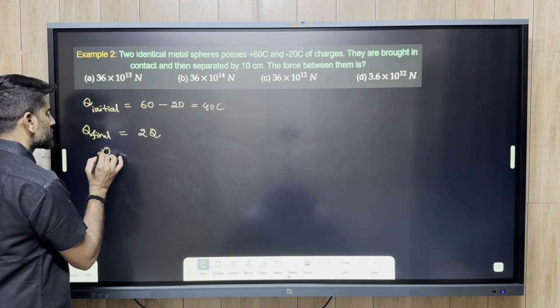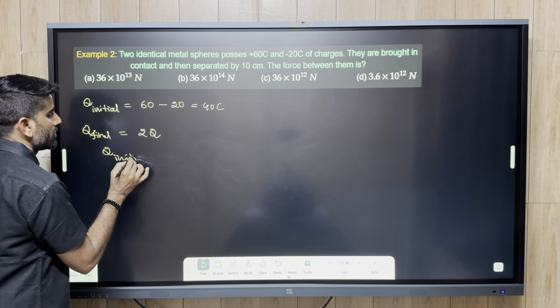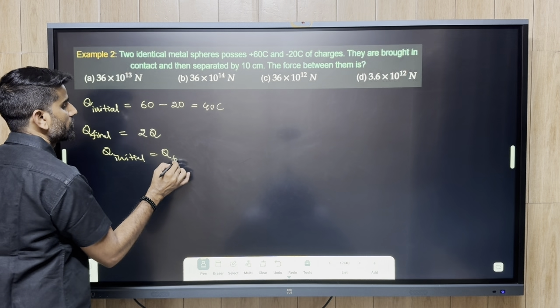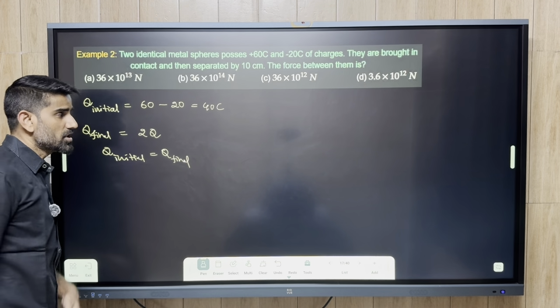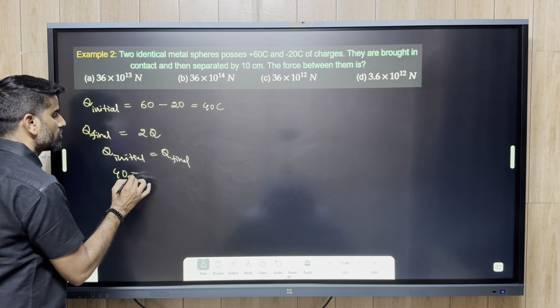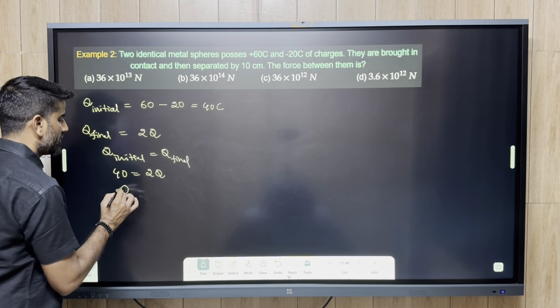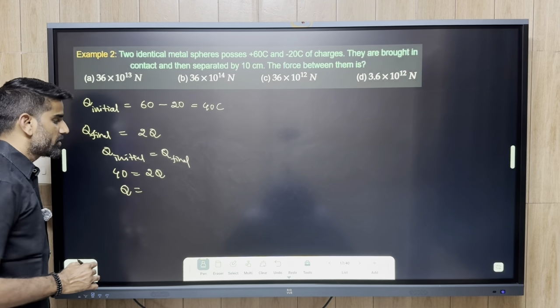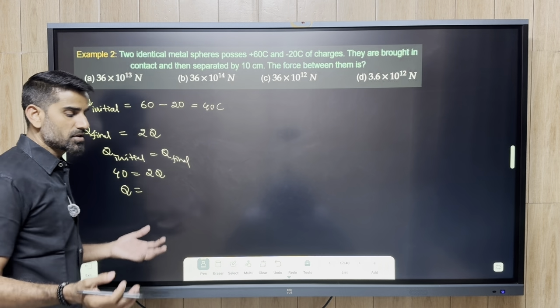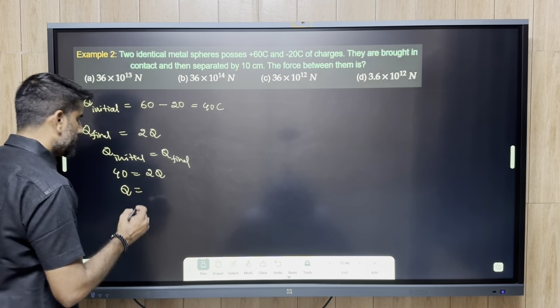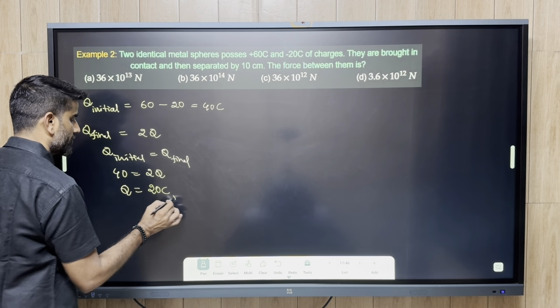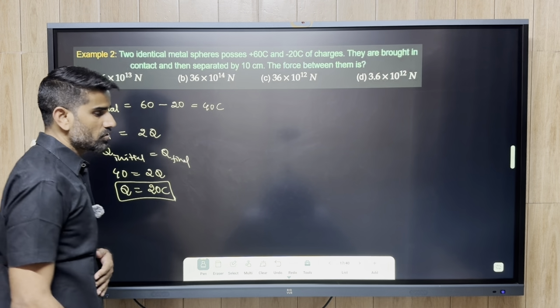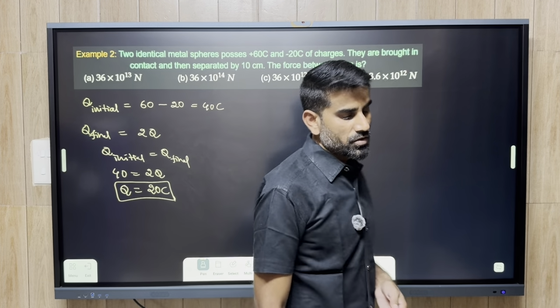Now if I equate these two from conservation of charge, charge initial is equal to charge final. Charge initial is 40 coulombs, charge final is 2Q. That means the charge on each sphere after the charge transfer, after they are put in contact and separated, is 20 coulombs. Now the charge on each sphere is obtained.